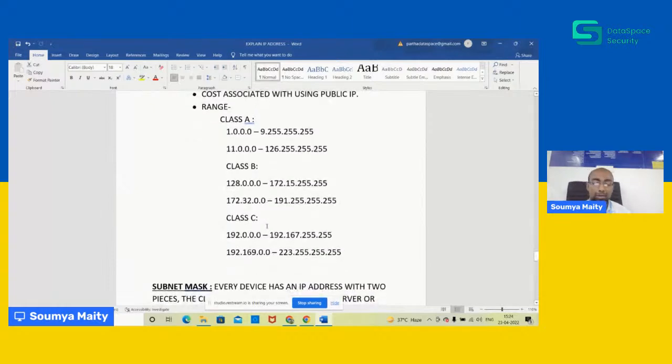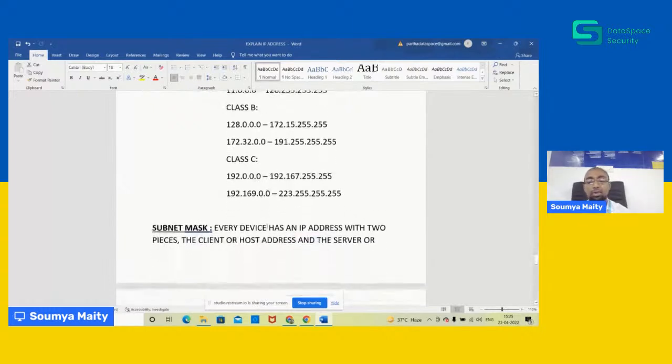And in class C the public IP range is 192.0.0.0 to 192.167.255.255, and 192.169.0.0 to 223.255.255.255. Next, we will discuss subnet mask.